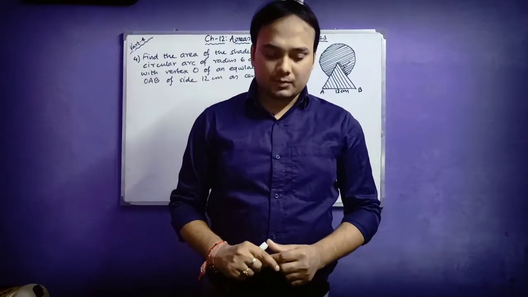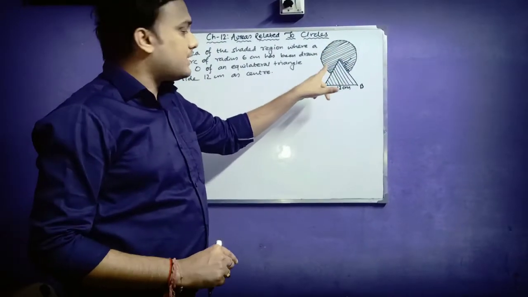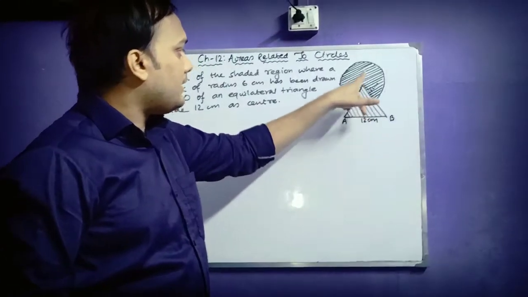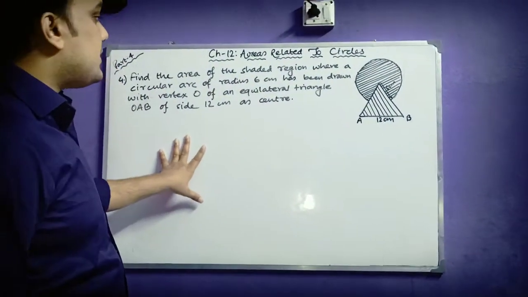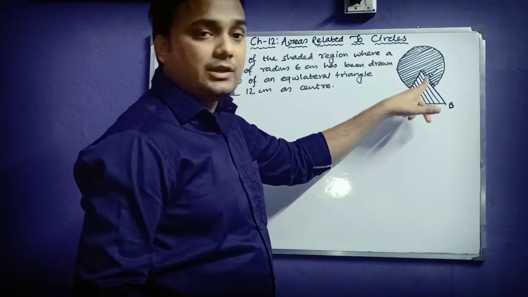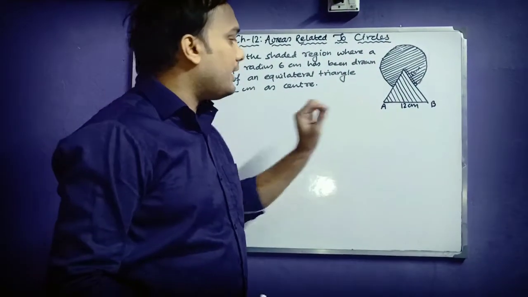Now we will be solving question number 4 here. The diagram is here. We need to find the full area of this given diagram here. We need to find the area of this triangle and this major sector. The information which we know here is that the radius of this circular region is 6 centimeter and the side of the equilateral triangle is 12 centimeter.